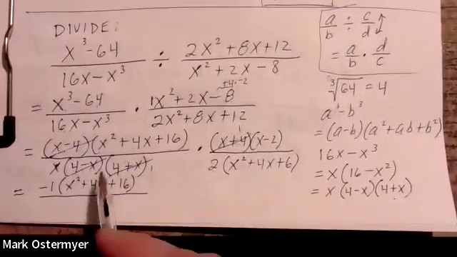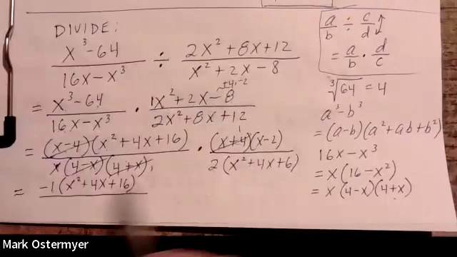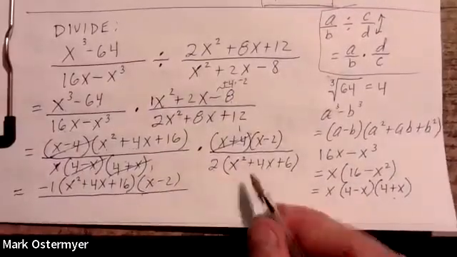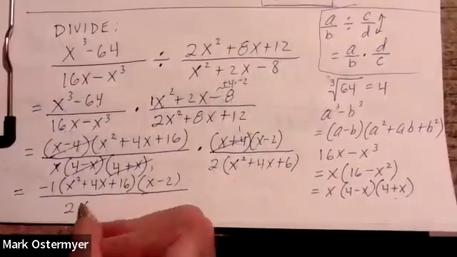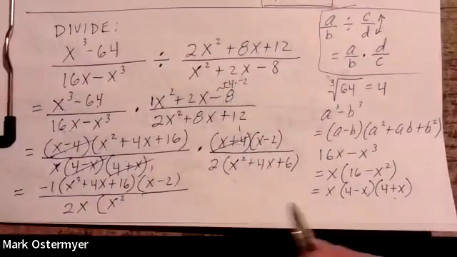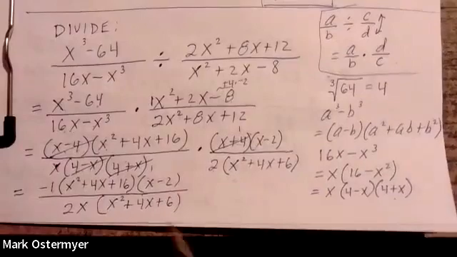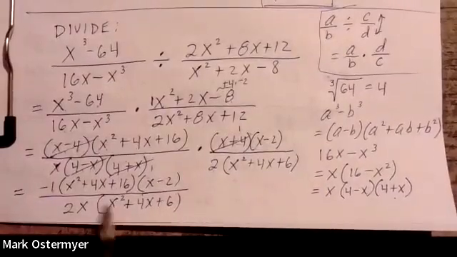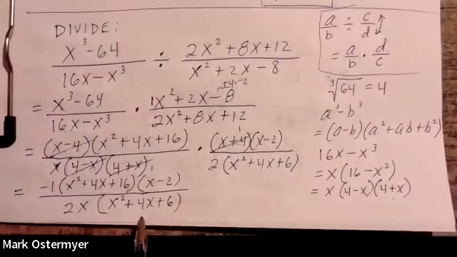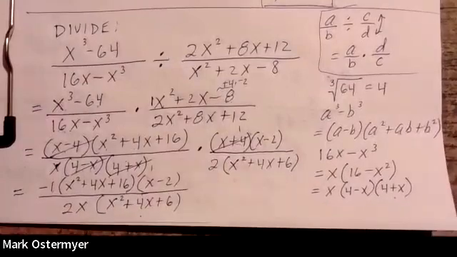So what do we got left? We got this trinomial times that negative 1 I mentioned because of this. We still got the x minus 2 that hangs around. Downstairs, I got 2x times this trinomial here, which is x squared plus 4x plus 6. As nasty as it looks, ladies and gentlemen, this is all we can do with this. Just leave it like this. Don't multiply all this back out. Just leave it like this, and we're done. We have divided these rational expressions. That's our final answer.